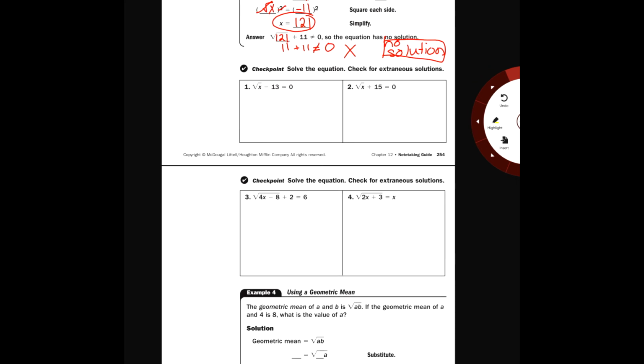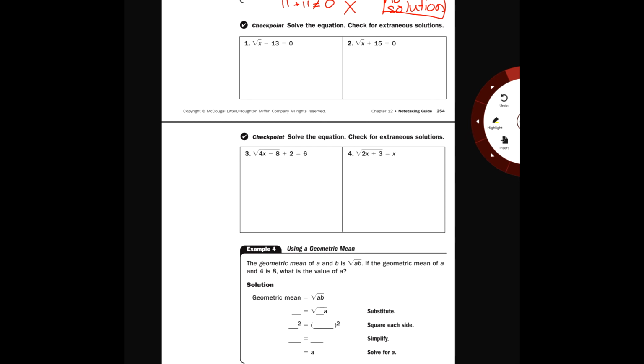Okay, so I'm going to have you do number 2, and let's do number 1 together here. So I would add 13 to both sides to get my radical alone. Radical x equals 13. I'm going to square both sides. Square and the radical cancel out, so I have x equals 169.